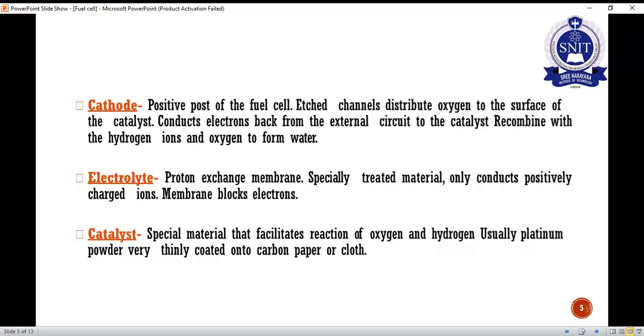So what is the electrolyte here? The electrolyte here is a proton exchange membrane. It should be a specially treated material. It only conducts positively charged ions and blocks electrons. What is the catalyst here? It is a special material that facilitates the reaction of hydrogen and oxygen. The anode distributes hydrogen and the cathode distributes oxygen, so there should be a space to recombine these two. The catalyst is that space. Usually platinum powder very thinly coated on carbon paper or cloth is used as the catalyst. We need a catalyst surface to combine hydrogen and oxygen.